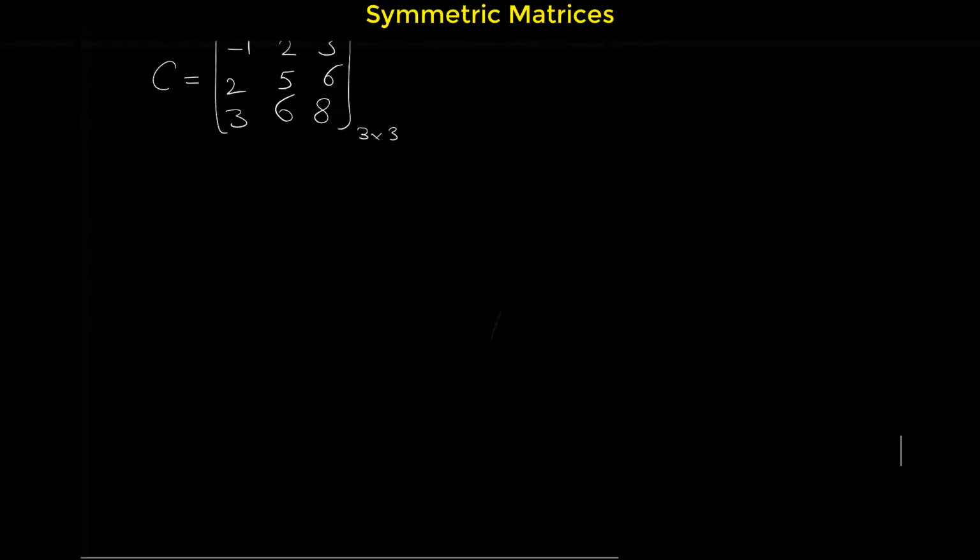Now let's talk about some properties of symmetric matrices. Note that if we have any matrix and we multiply it by its transpose, it doesn't matter what type of matrix it is. If we multiply matrix A by its transpose, or if we multiply the transpose of a matrix by itself, the result, A times A transpose or A transpose times A, is a symmetric matrix.